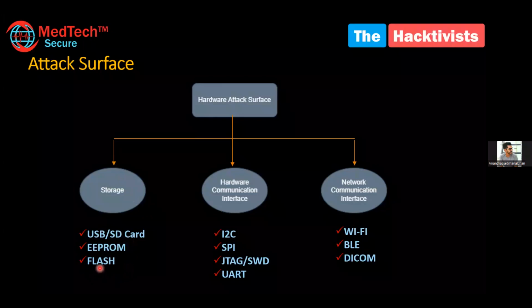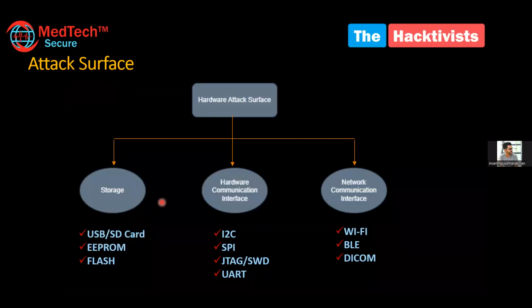So those are the kind of flash and EEPROM; they will be inbuilt in the device if they are being used. And USB or SD card can act as a kind of external storage or external memory which is attached to the hardware device. So this is one attack surface. Storage of the hardware device is one attack surface, and another one is the hardware communication interface.